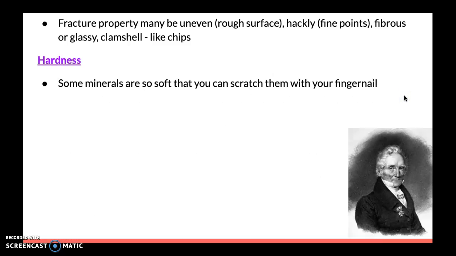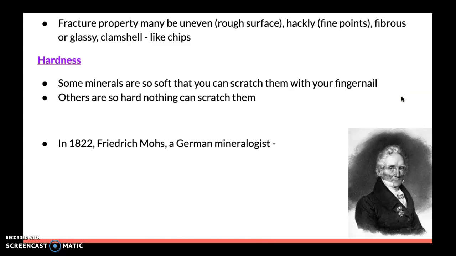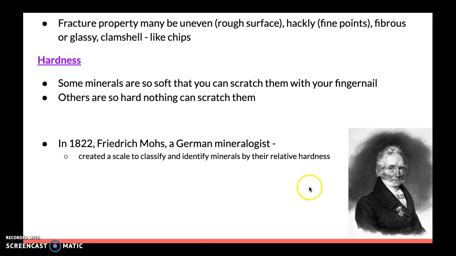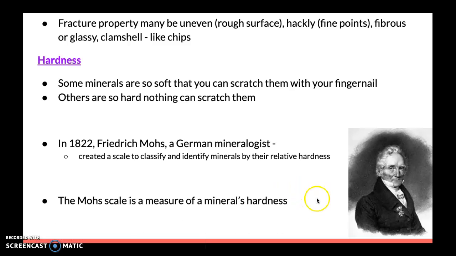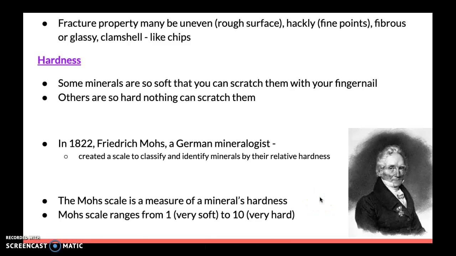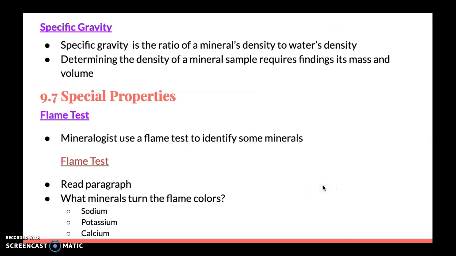The next one is hardness. Some minerals are so soft that you can scratch them with your fingernail. Others are so hard that nothing can scratch them at all. In 1822, Frederick Mohs, a German mineralogist, devised a scale used to classify and identify minerals by their hardness. The Mohs scale is a measure of a mineral's hardness, and it ranges from 1, which is very soft, to 10, which is very hard.